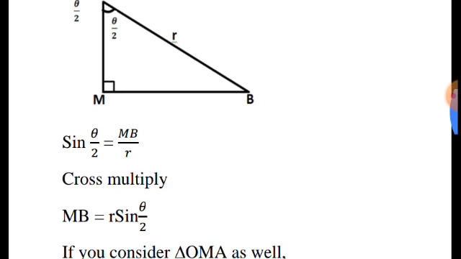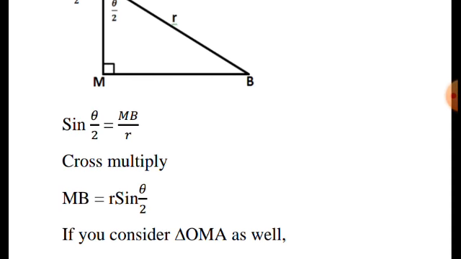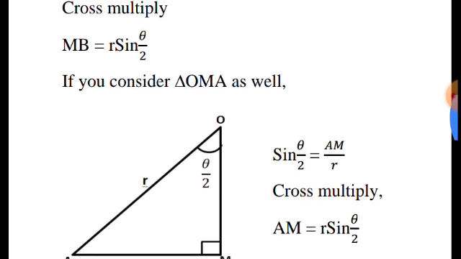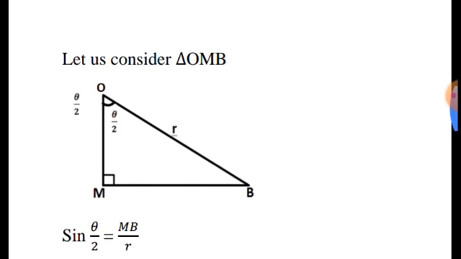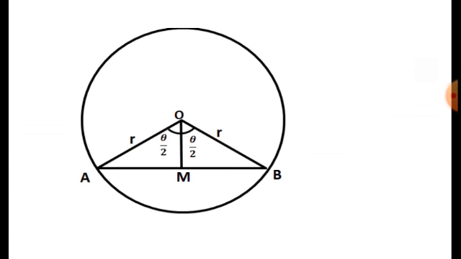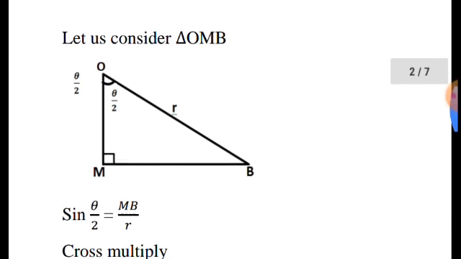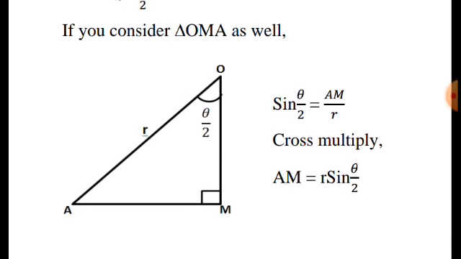Now, if you also consider the second right angle triangle, which is triangle OMA as well, you are going to have something like this, because we shouldn't forget that from the beginning we have a circle with two separate right angle triangles. So we have considered the first part, which is OBM, and we are now considering the second part, which is OMA.